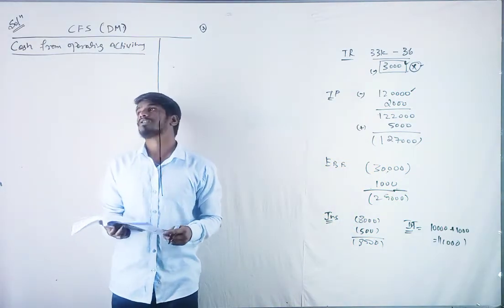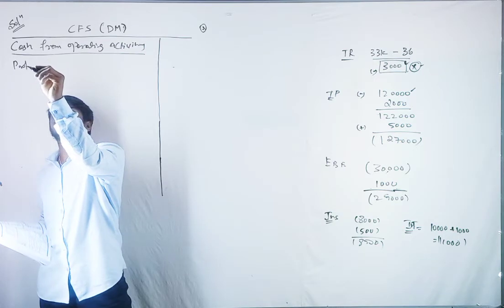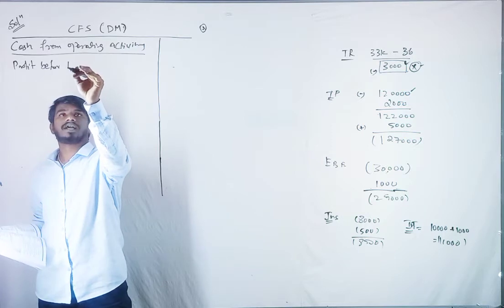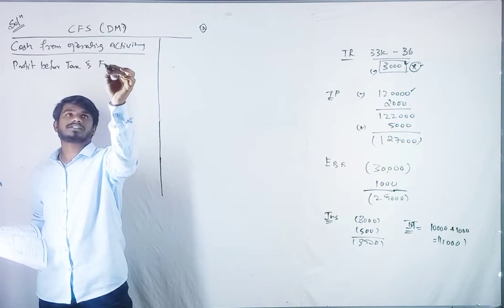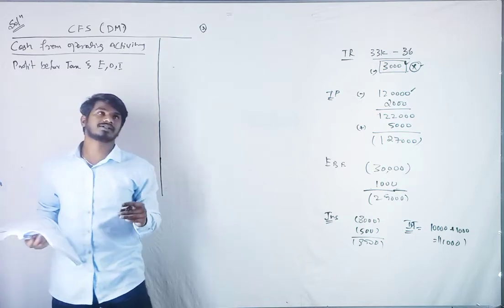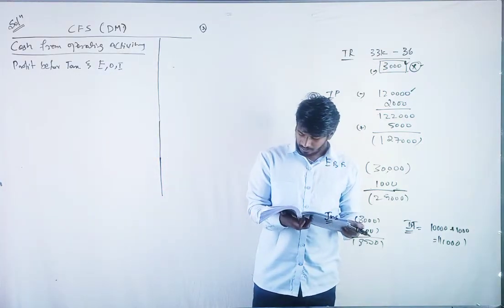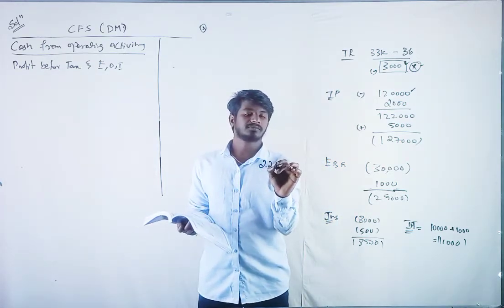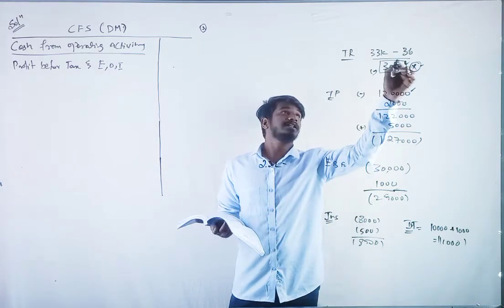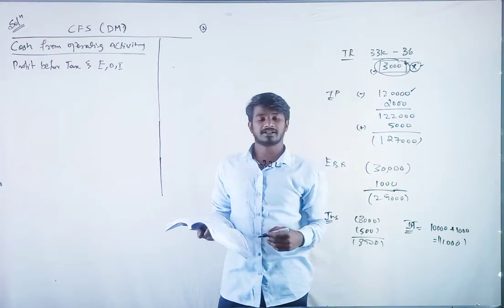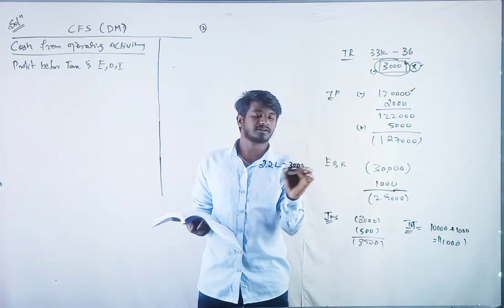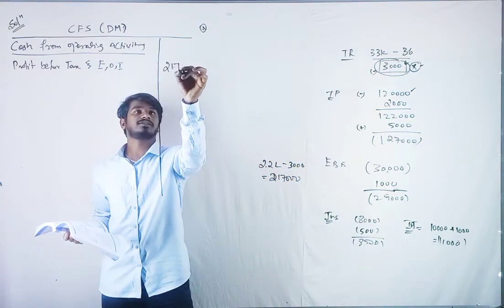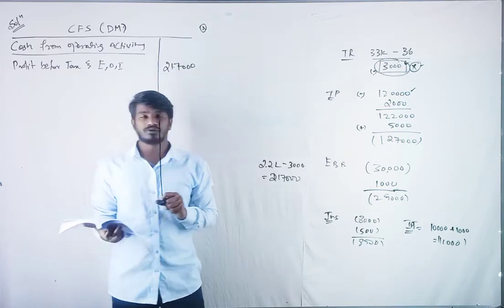Let's do the solution. Profit before tax and extraordinary item, how much? 2 lakh 20,000 revenue from operation, right? Out of that 3,000 is the trade receivable. Still we didn't receive, we will minus that amount. 2 lakh 17,000 revenue from operation. Is that correct? 2 lakh 17,000 is the revenue from operation.